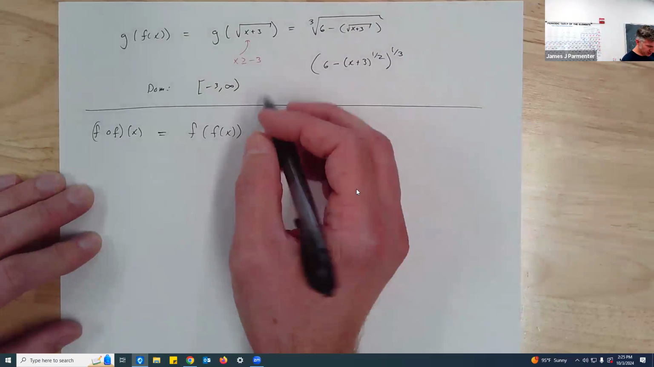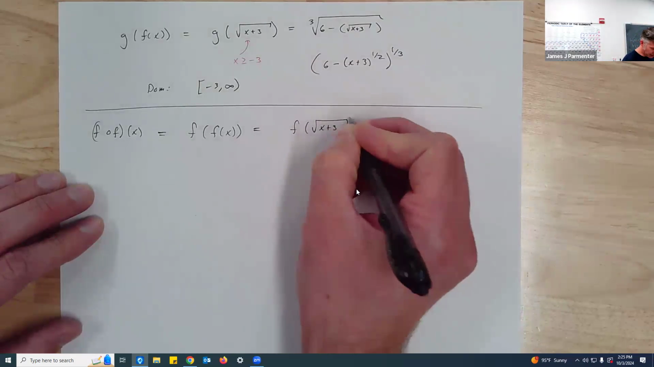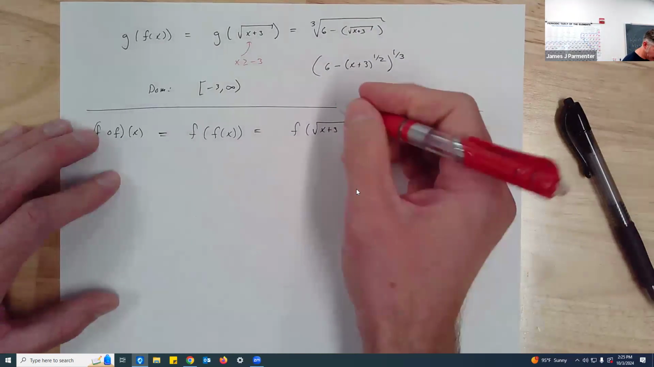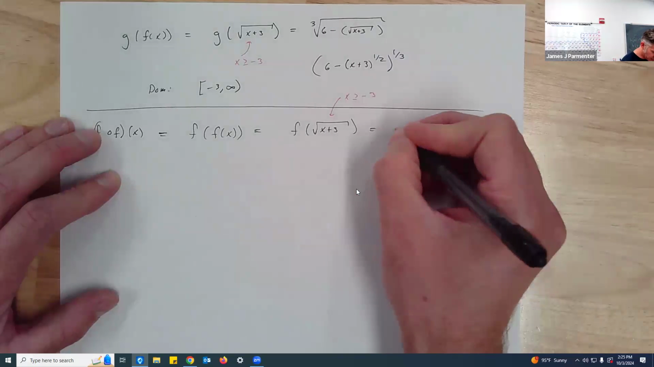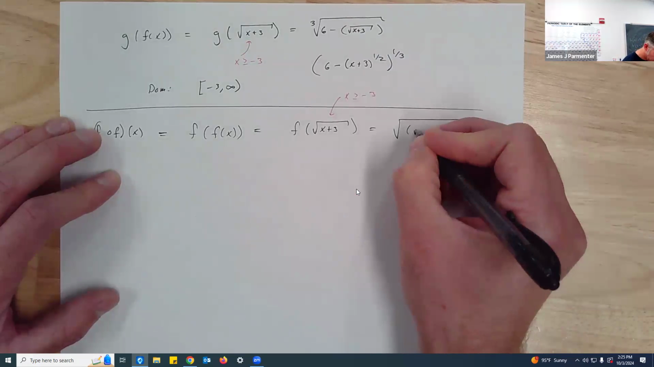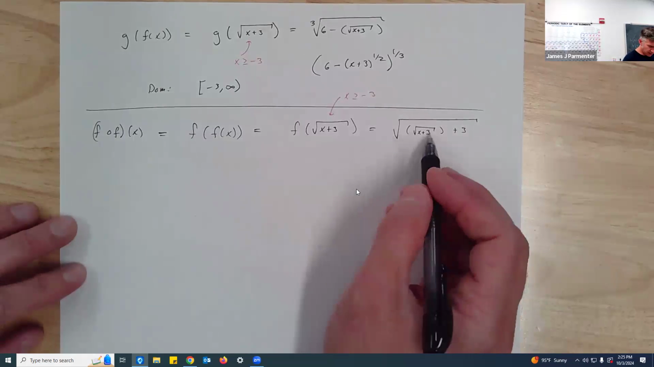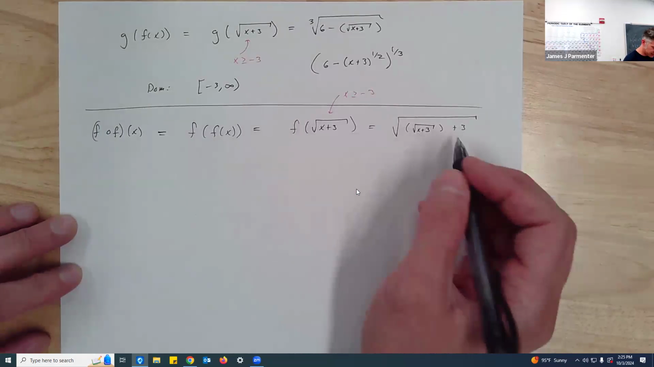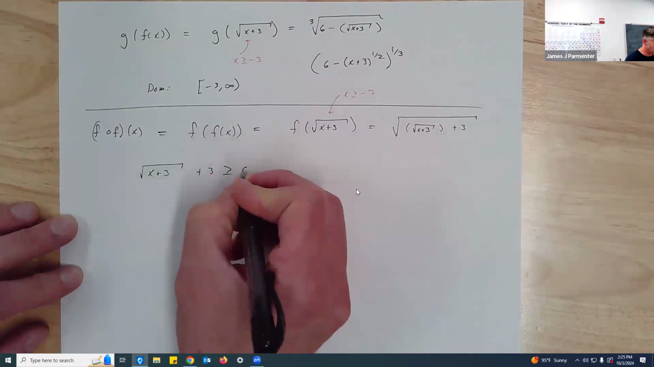So f of x was the square root of x plus 3. So we're going to have f of the square root of x plus 3. Again, we know right from the get-go that x is going to have to be bigger than or equal to -3. And then we're going to have the square root of our stuff plus 3. So this one might have an additional domain restriction. So let's figure it out. We know x has to be bigger than or equal to -3. And then we also know that these entire insides here, the square root of x plus 3, has to be bigger than or equal to 0.